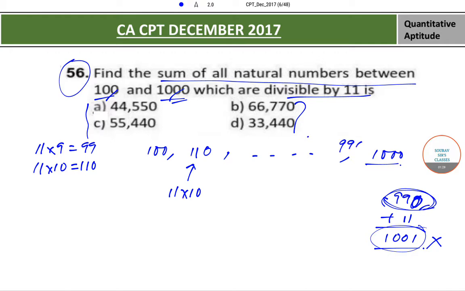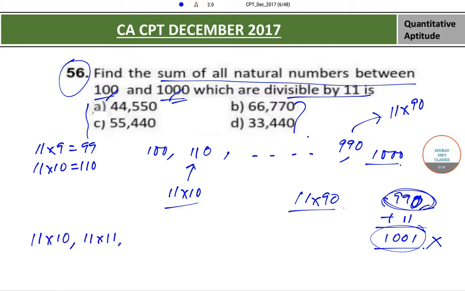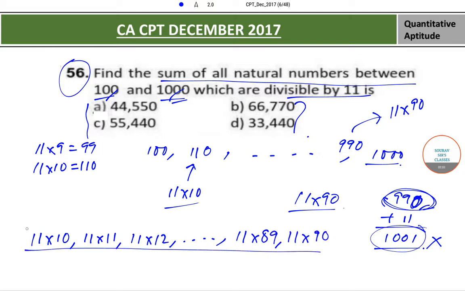So 990 will come somewhere around here. Now 990 is nothing but 11 into 90. So 11 into 10 is the first number, and 11 into 90 is the last number that we are considering. Therefore the numbers are 11 into 10, then 11 into 11, then 11 into 12, and that will go on up till 11 into 90. So these are the numbers which lie between 100 and 1000 and are divisible by 11.